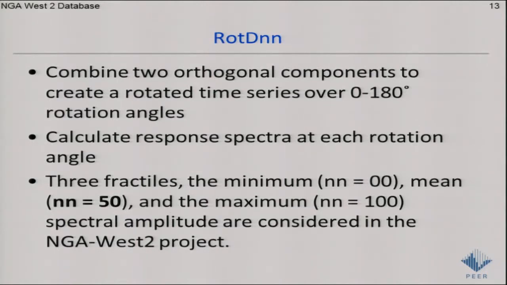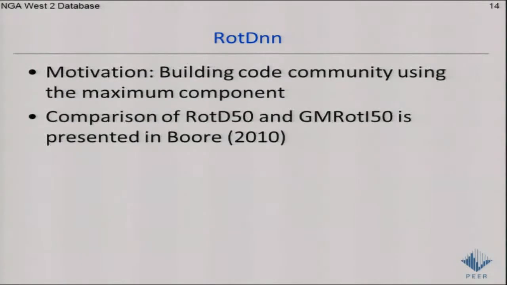You sort them based on their magnitude, and then we record 3 fractiles: the minimum, which is the NN 0, the mean, which is the NN 50, and the maximum, which is the NN 100 spectral amplitude. And again, the reason we're doing this is motivated by the building code community using the maximum component. But we also wanted to use a rotated ground motion.